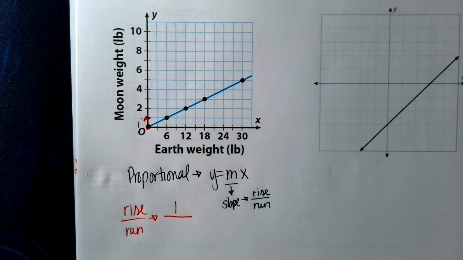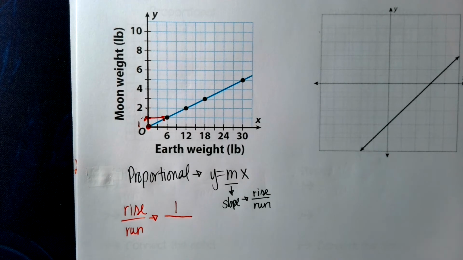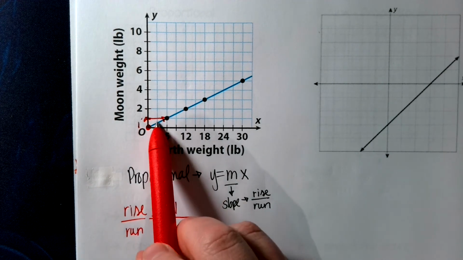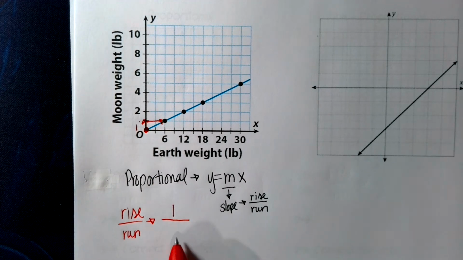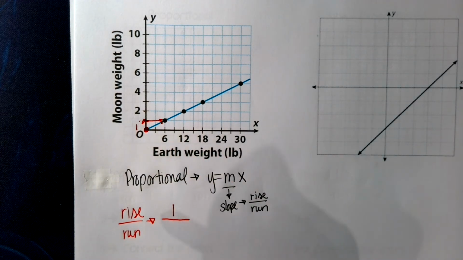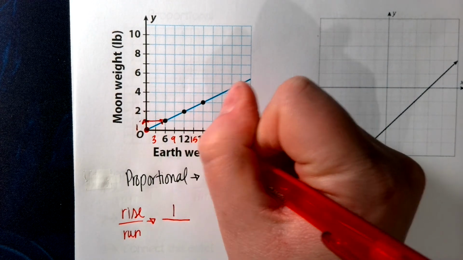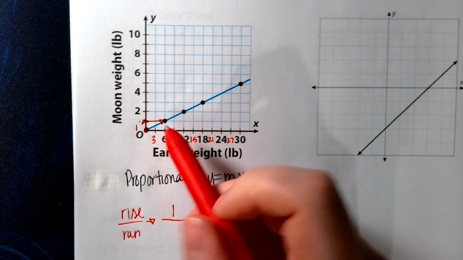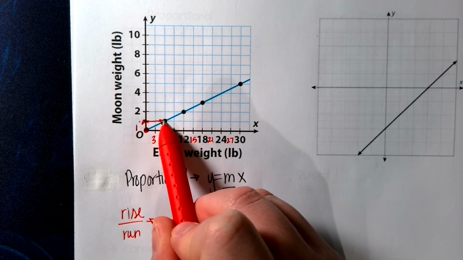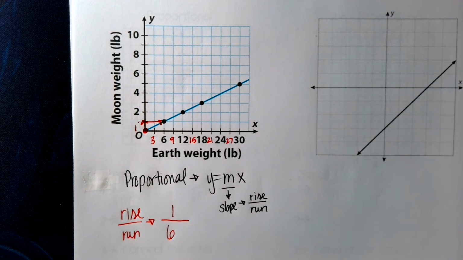But this is where they're trying to trick you. You look at the run. Yes, our run is 2 boxes, but that's not what I'm going to write down here. How much are these lines going by? Those are going by 3s. So that means that for each line, I'm running 3. So I run 3, I ran 6. My slope for this one is 1/6.